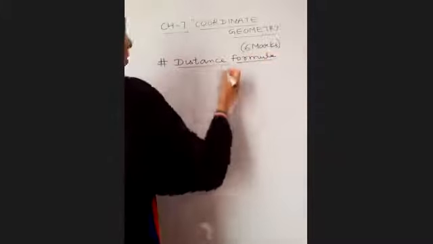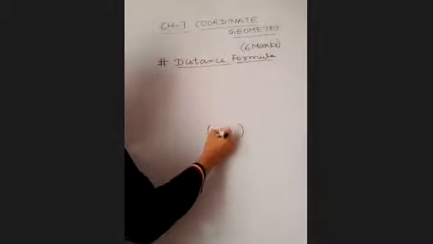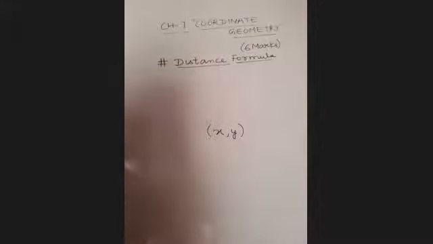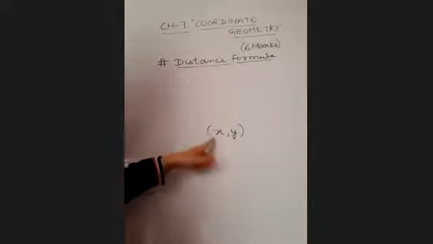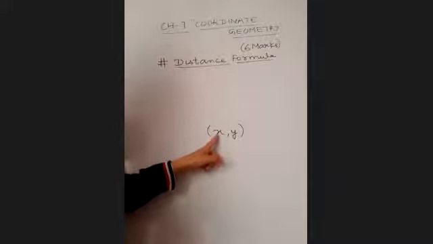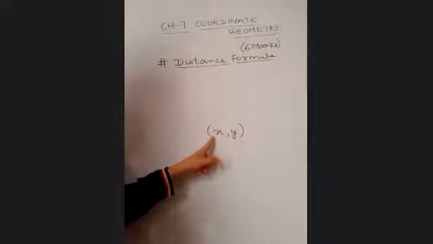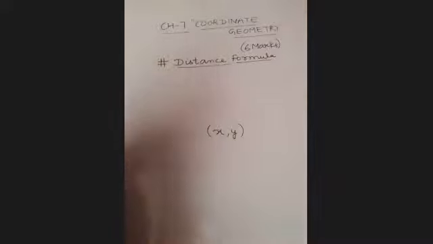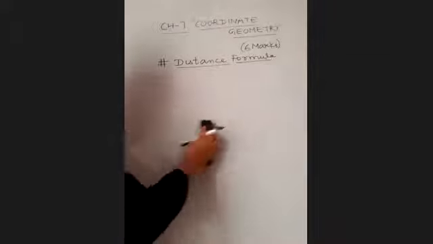And you know any point in the Cartesian plane is of this form, x comma y. It is known as an ordered pair as well. So x and y: abscissa and ordinate. All this you have done in class 9.